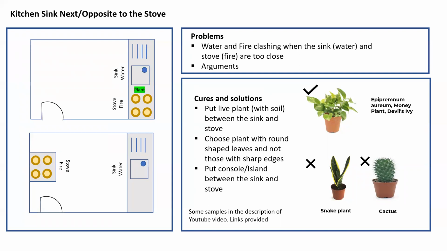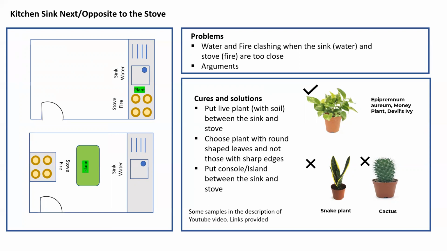You can put a plant between the fire and the water element, that is, between your stove and the sink. And if your stove and the sink are opposite each other, then you can consider putting some island or blocks or plants over there in order to separate the stove from the sink.